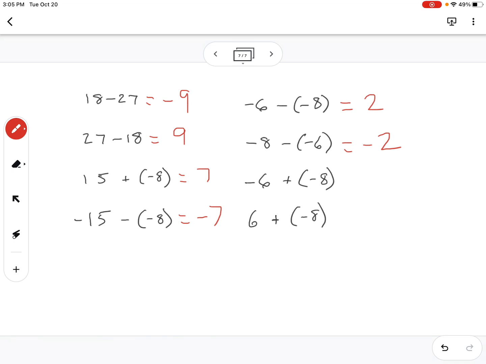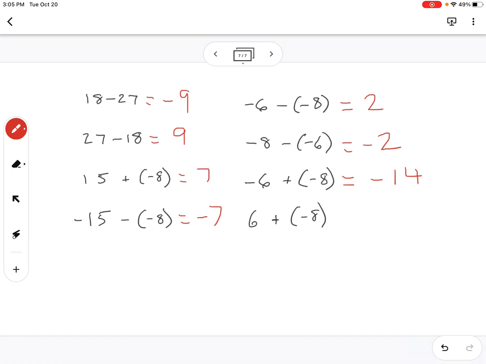The next to last one is negative 6 plus negative 8. Now we're adding a negative to negative 6, adding negative 8 to negative 6. So we're starting at negative 6, we're adding a negative. That means our value is going to decrease. If we're adding negatives, that means we are doing the same thing as subtracting positives. So negative 6 plus negative 8 is going to be negative 14. We get that much further away from 0. We started at 6 below 0, we added negative 8, and we ended up further away from 0.